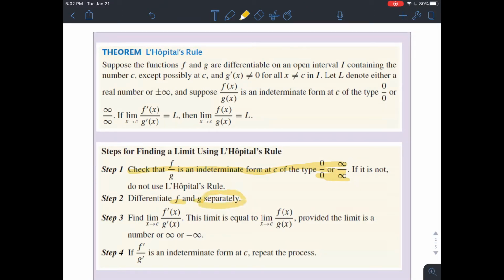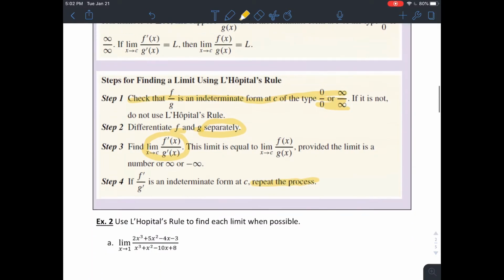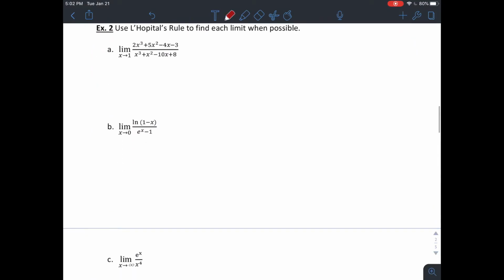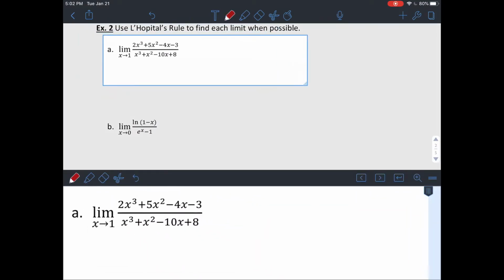two indeterminate forms. Then you actually take the derivative of your numerator and denominator separately. If you find the value of that result, that limit is actually equal to the value of your original function's limit. So first thing to do is check to see if you have an indeterminate form of the type 0 over 0 or infinity over infinity.